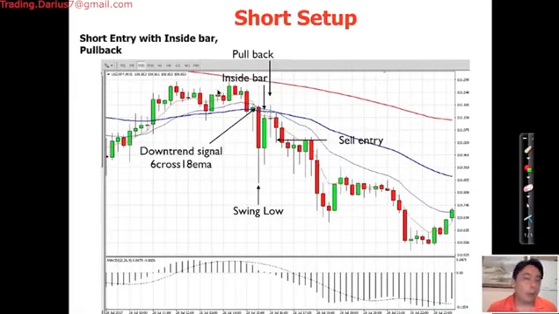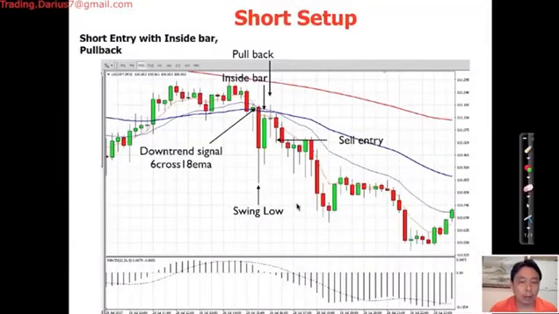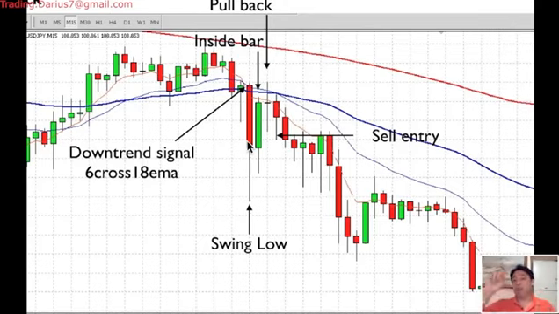Another example, this is one with an inside bar and a pullback. Okay, so check it out. We've got our crossover there, 6 cross below 18. Right at the cross or right after the cross, we have our swing low candle. There we go, that's our swing low candle. Why? Because it makes the lowest low, right? Now, next candle must be an inside bar or pullback. So indeed, we get an inside bar with a higher low and a lower high.